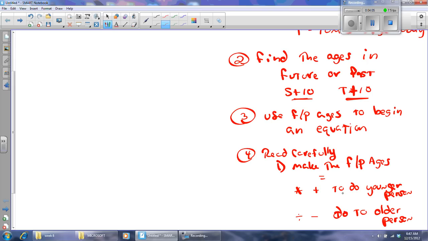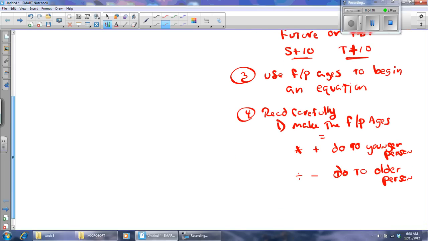And I made a little mistake here. I wrote "to do" instead of "do to." Sorry about that. All right. And another thing I want you to pay attention to is if multiplying or dividing future or past age, use a quantity. Right, so let's see how this works.